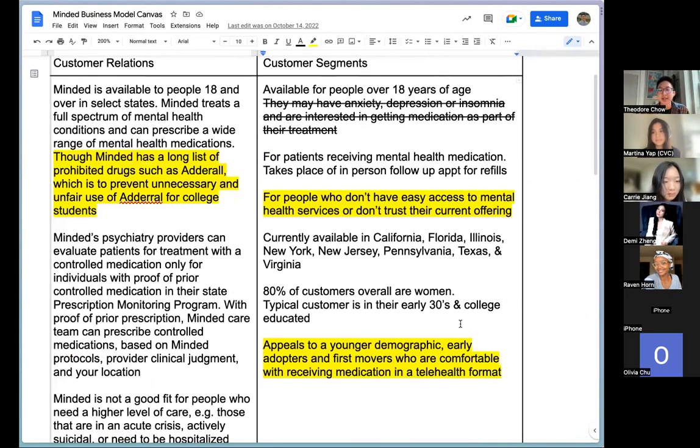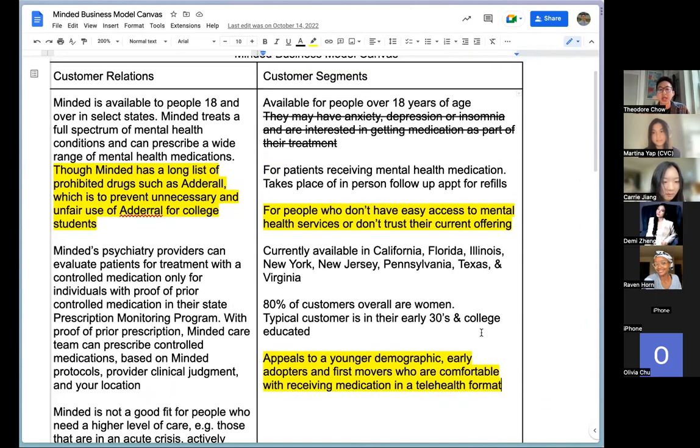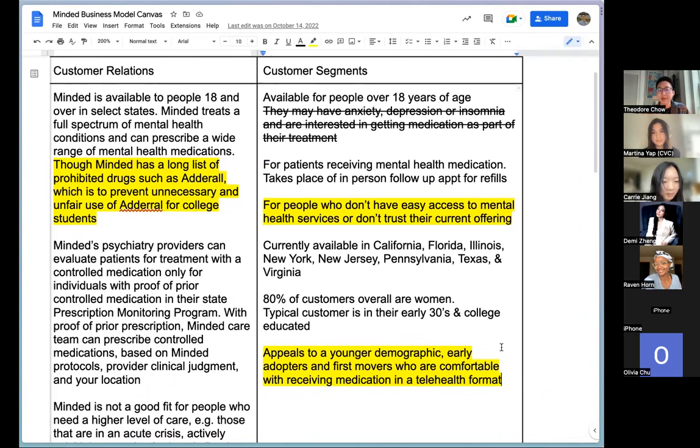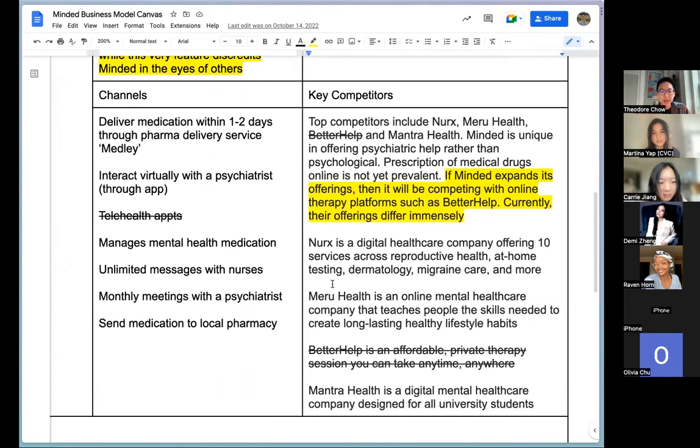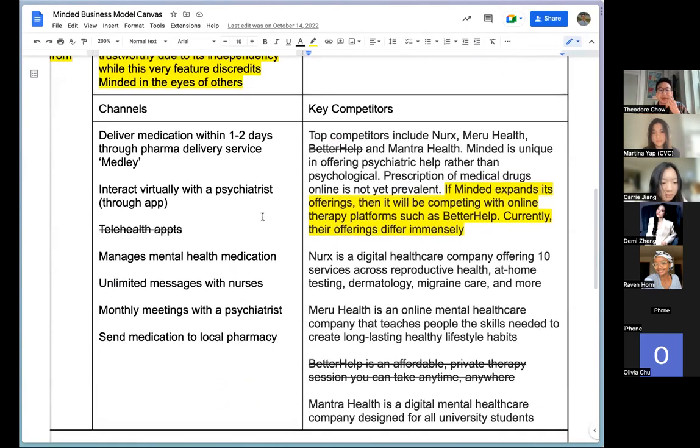So this obviously makes sense because I feel like people who are younger tend to more easily adopt technology, and oftentimes having these demographic descriptors in your customer segment is also very helpful because it gives you a little bit more detail as to who exactly this person is, and what they might be interested in, things like that. Okay, so their key channels include this medication pharma delivery service called Medley.